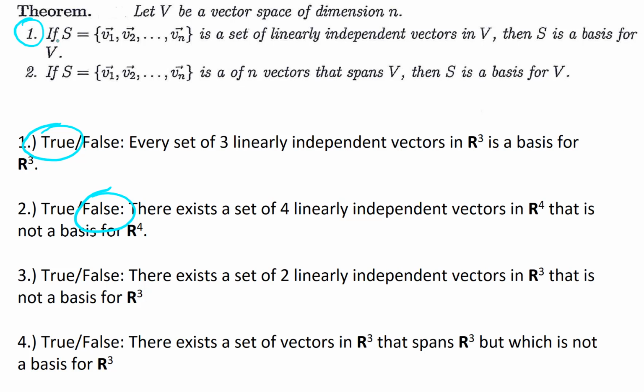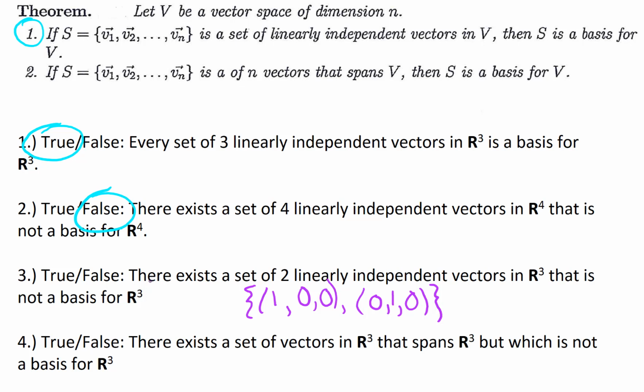Part 3. There exists a set of 2 linearly independent vectors in R3 that's not a basis for R3. And you know, we could think of an example that satisfies that. For example, if we had a set of vectors that look like 1, 0, 0, so that's the famous i hat vector, and then we have a 0, 1, 0. That is certainly a set that is linearly independent, but it does not span R3 because there's nothing in that third component. There's no way we're going to get any vectors that live outside of the xy plane.